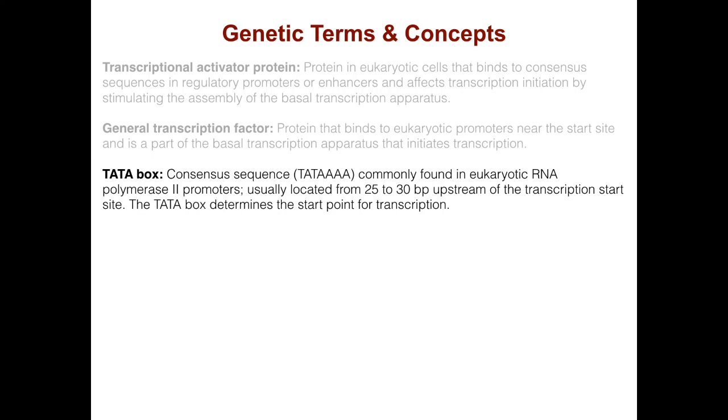TATA box: consensus sequence, TATAAAA, commonly found in eukaryotic RNA polymerase II promoters, usually located from 25 to 30 base pairs upstream of the transcription start site. The TATA box determines the start point for transcription in eukaryotes.